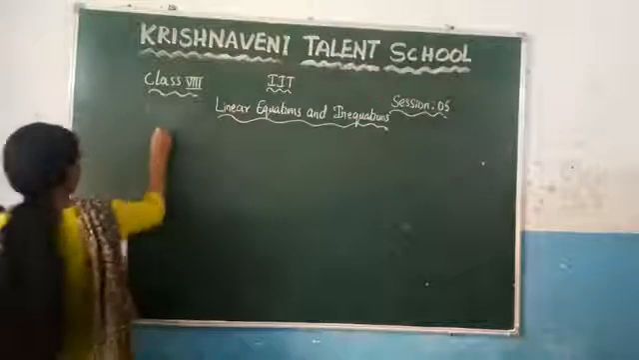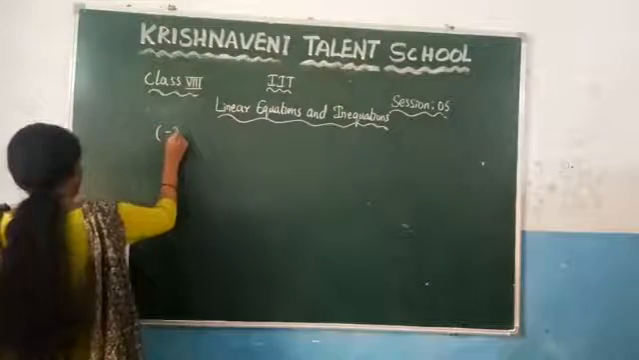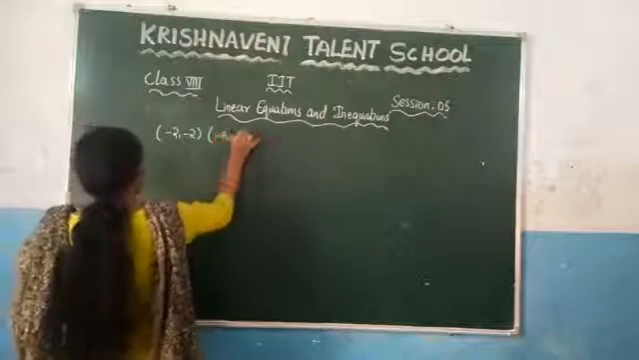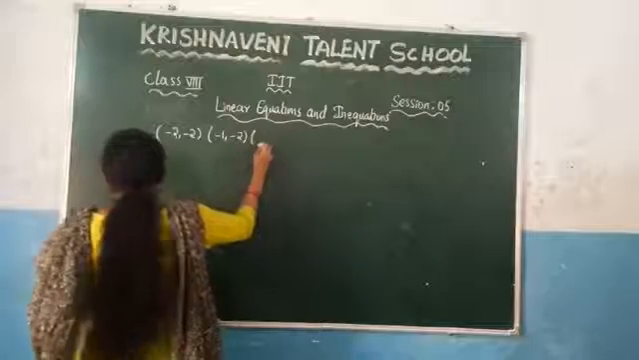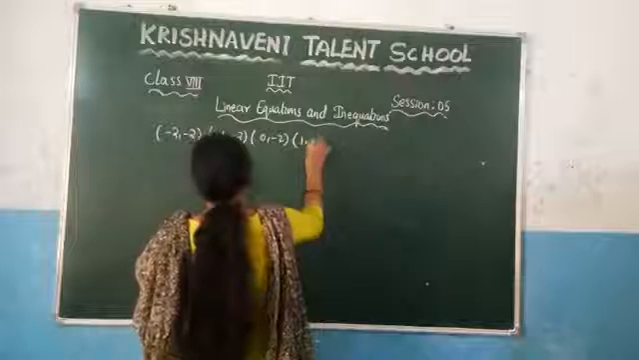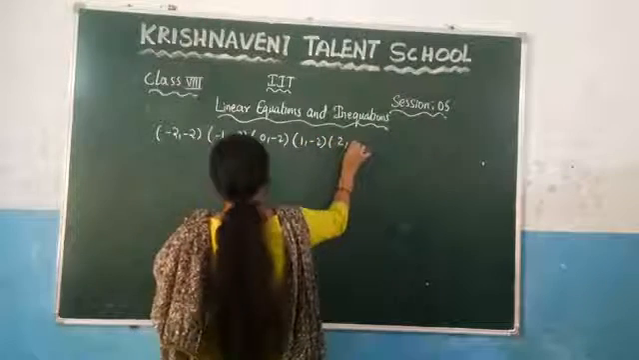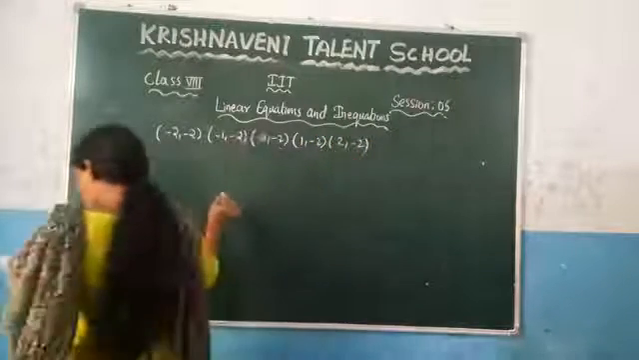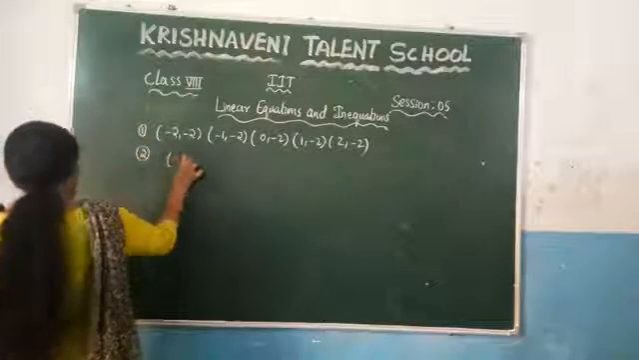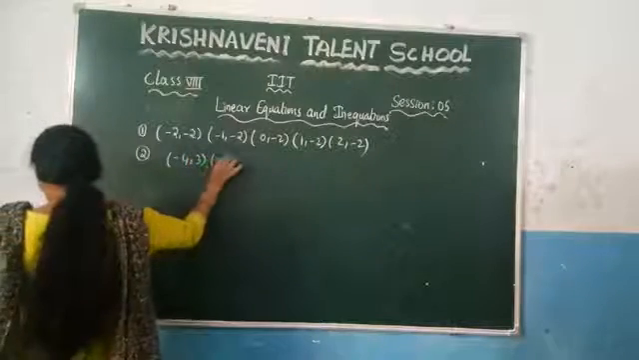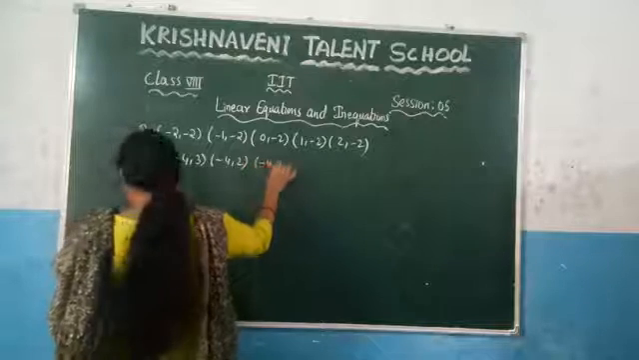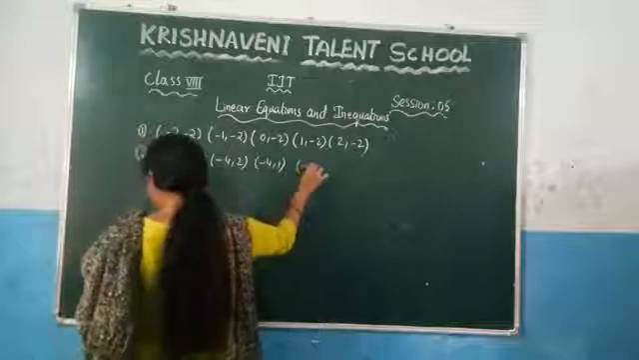Suppose you want to plot the points (-2, -2), (-1, -2), (0, -2), (1, -2), and (2, -2). And if you also want to plot these points: (-4, 3), (-4, 2), (-4, 1), and (-4, 0).